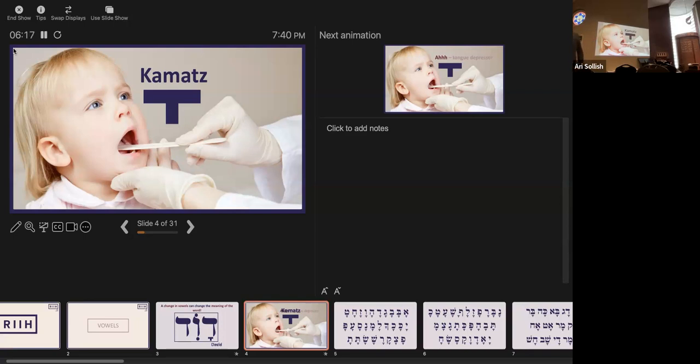Yeah. So the point is that the vowels are critical because you have just consonants in Hebrew, and depending on the vowel is what will determine what word you have in front of you. So we're right up to the first vowel. The first vowel we're coming up to is the kamatz.